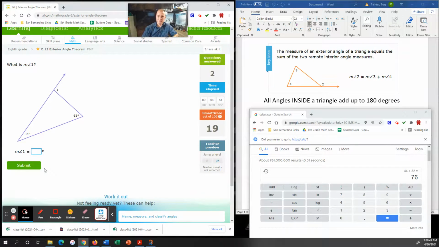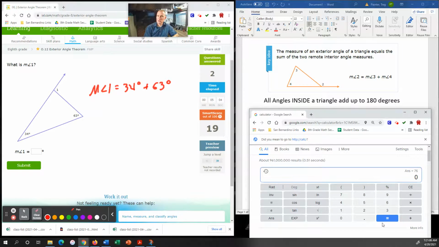All right, so it continues. Very similar problem so far. So again, the measure of angle 1 equals 34 degrees plus 63 degrees. Handy dandy calculator is going to add them up. So we got 34 plus 63, and it's going to take us to 97 degrees. Again, check it. If you notice, the measure of angle 1 is a little bit bigger than 90 degrees, so it makes sense that it should be 97.